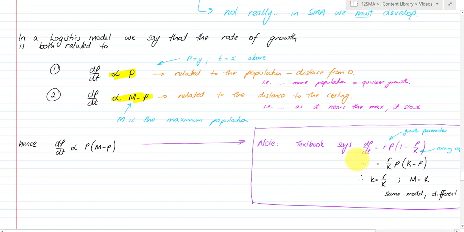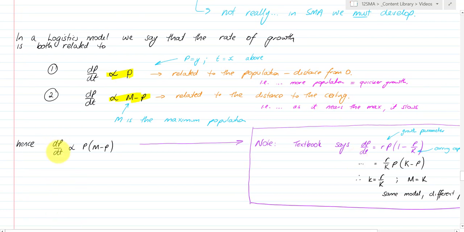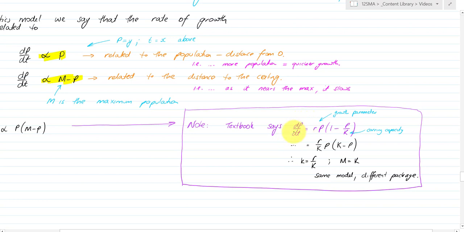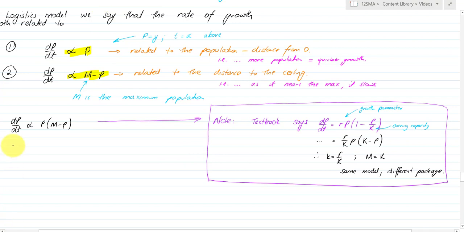So with that in mind, we say that dP/dt is proportional to P times (M minus P). I just want to make a note, we use the Cambridge textbook, and in the Cambridge textbook it says dP/dt is equal to... in fact, I'll write this down now. For me, this means that dP/dt is equal to kP(M minus P). In the textbook it says dP/dt equals rP(1 minus P over K). Now, if we expand this out, we get r over K, and then we get k equals r over K.